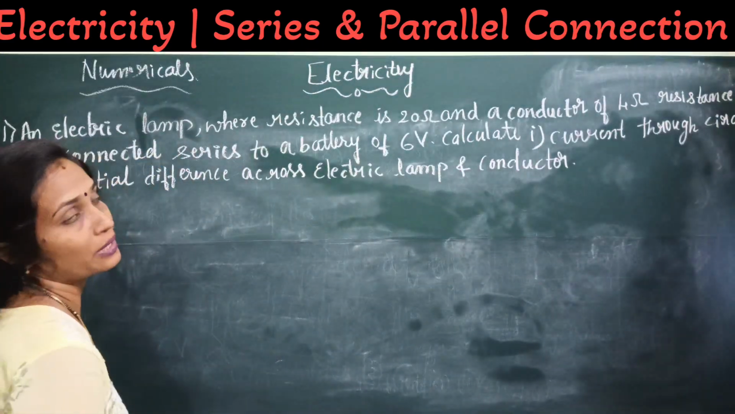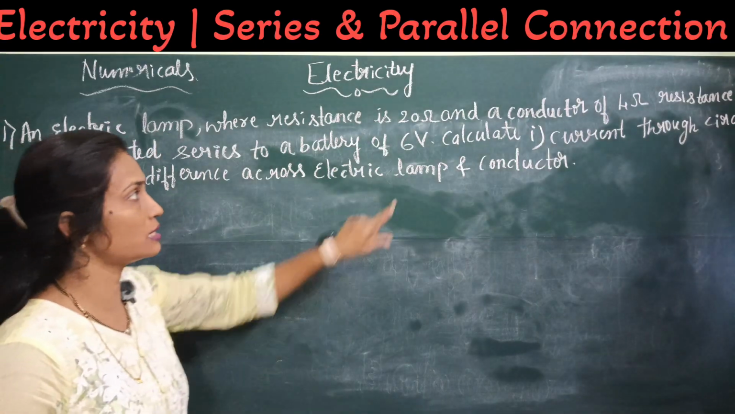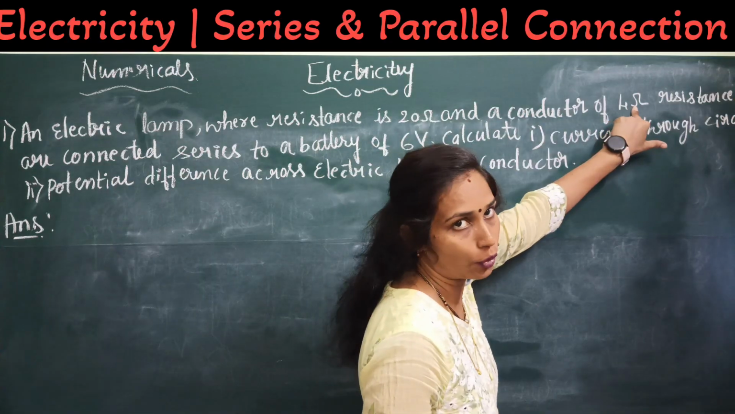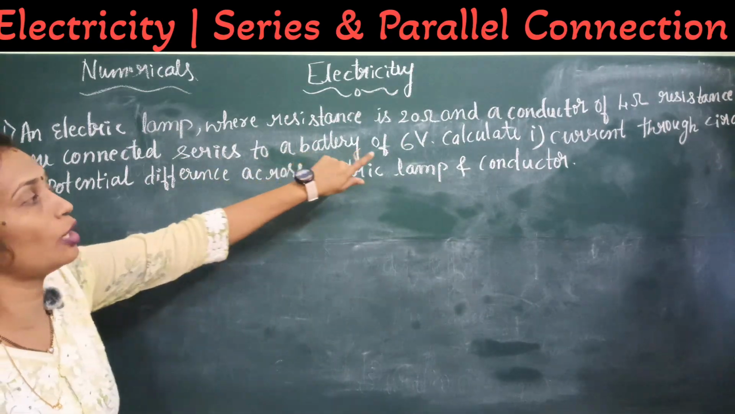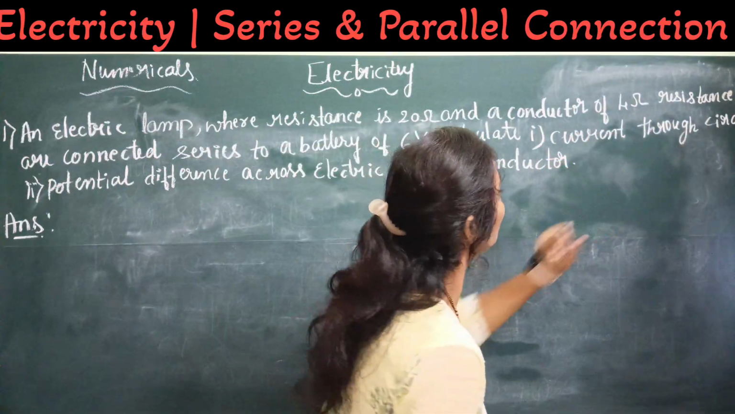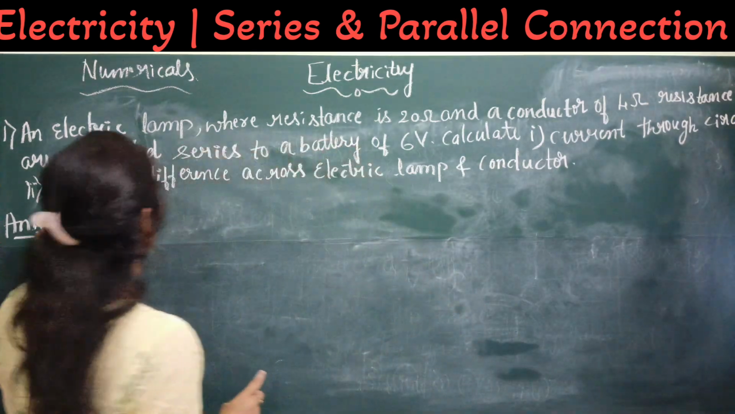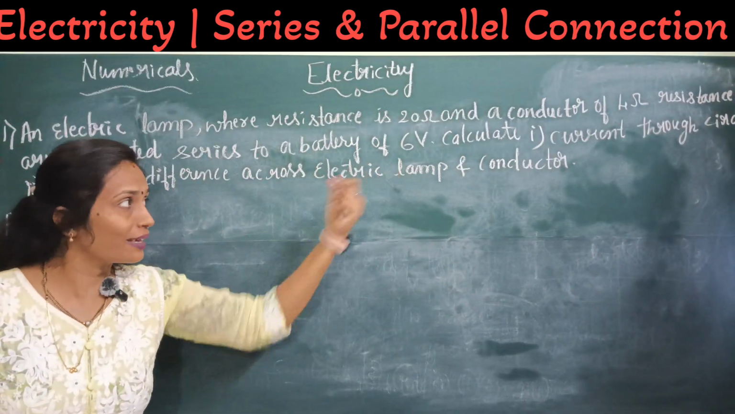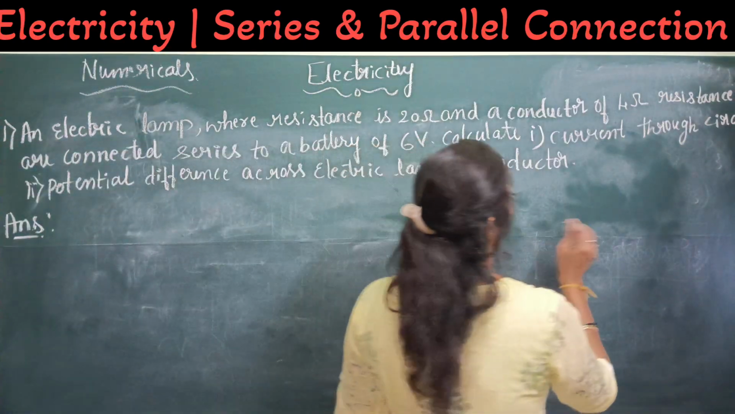This is your first problem in series connection. An electric lamp of resistance 20 ohm and a conductor of resistance 4 ohm are connected in series to a battery of 6 volt. Calculate the current through the circuit, and we need to calculate the potential difference across the electric lamp and the conductor. How to draw the circuit, guys?